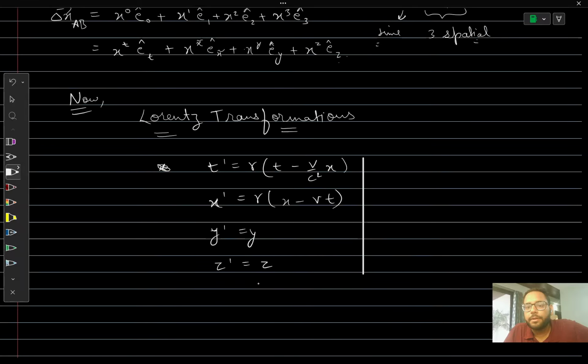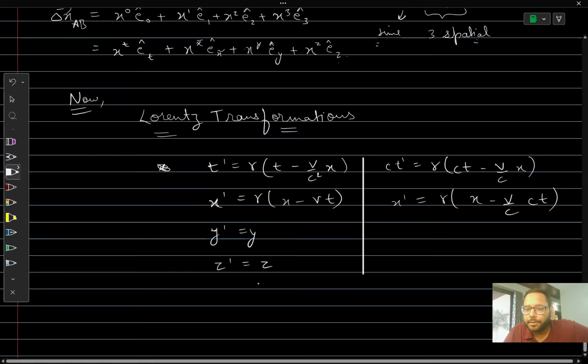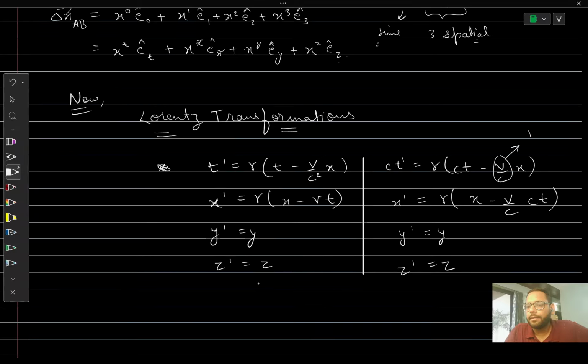Now more symmetrically you can write it like this. I am writing again and again so that you can remember it well. It will be c t and x, minus v by c, you can write it like this. And y prime is y, z prime is z. You can call v by c as beta. This is again beta.